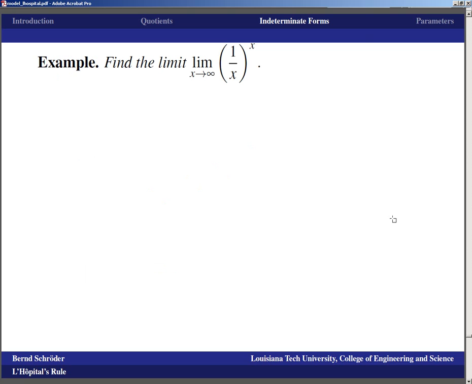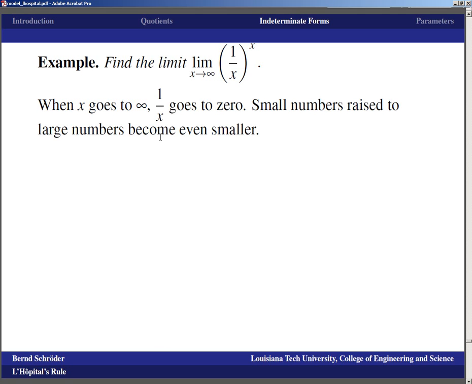And we can also do that for limits at infinity. So let's take a look at a limit where we have, what do we have? We have 0 to infinity. Well, when x goes to infinity, 1 over x goes to 0, and small numbers raised to large numbers become even smaller, and hence the limit is 0.